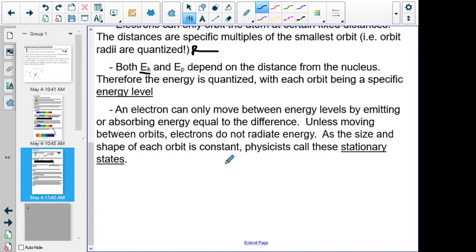That's going to be something that you'll need to take further quantum mechanics classes to dig into. But physicists use an interesting terminology here. Because the size and the shape of the orbit stays constant, physicists usually call those orbits stationary states. Now the weird thing is the electron's still moving within that state. But we call it a stationary state because the size, the energy, everything else about it stays very similar.